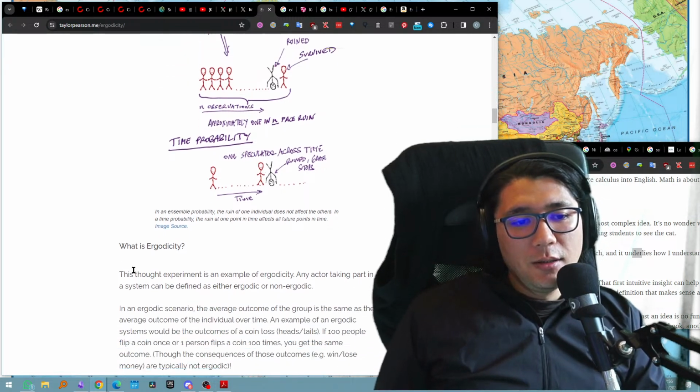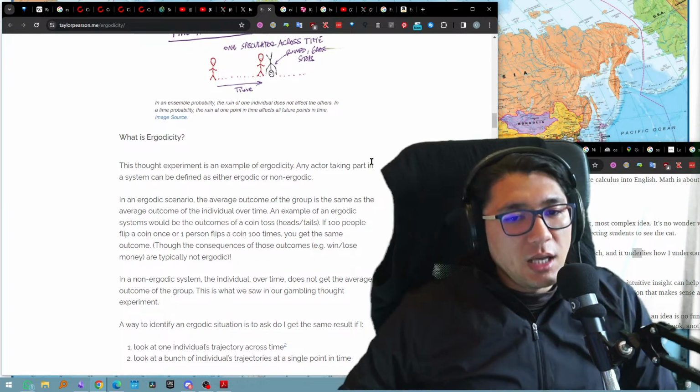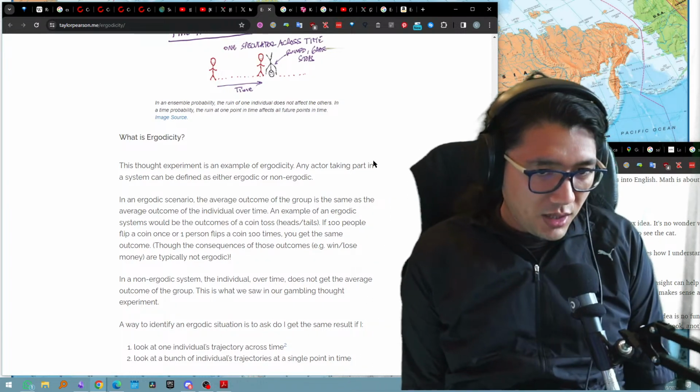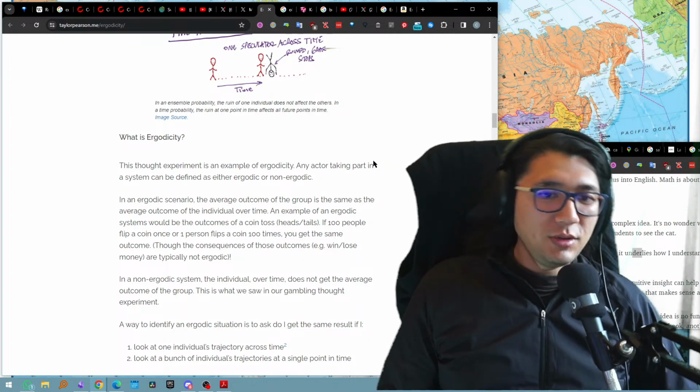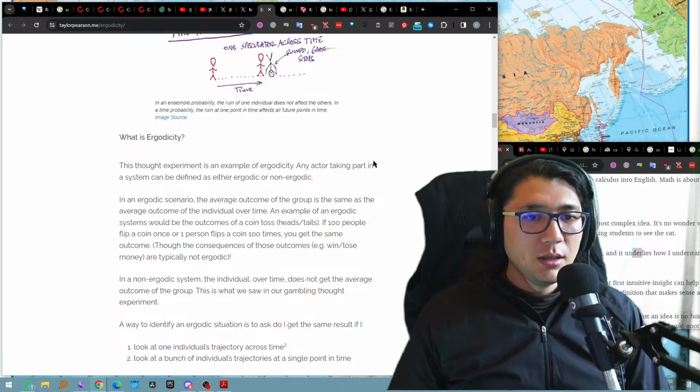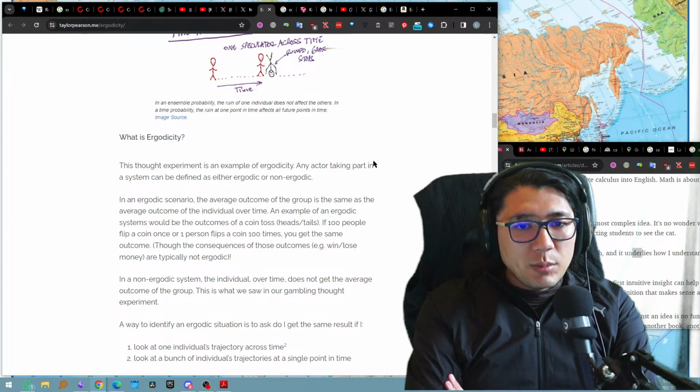Interesting concept. What is ergodicity? This thought experiment is an example of ergodicity. Any actor taking part in a system can be defined as either ergodic or non-ergodic. In an ergodic scenario, the average outcome of the group is the same as the average outcome of the individual over time.